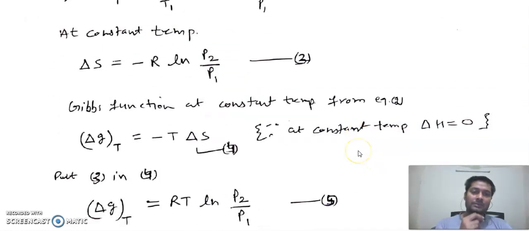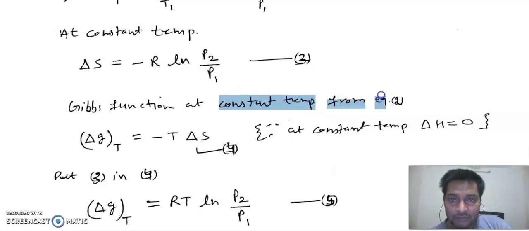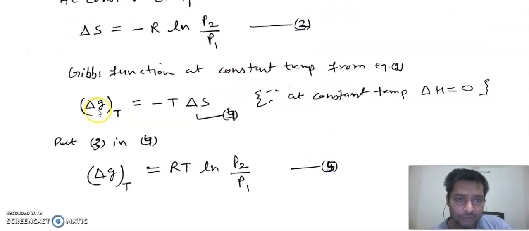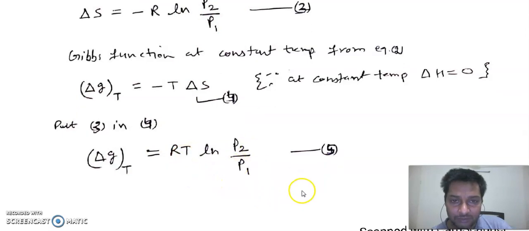So this function at constant temperature, from equation 2, delta H will be 0, so delta G will be equal to minus T delta S. Let's say this is equation 4. Now put equation 3, this delta S value, in equation 4. So finally the change in Gibbs energy will be equal to RT ln P2 by P1.